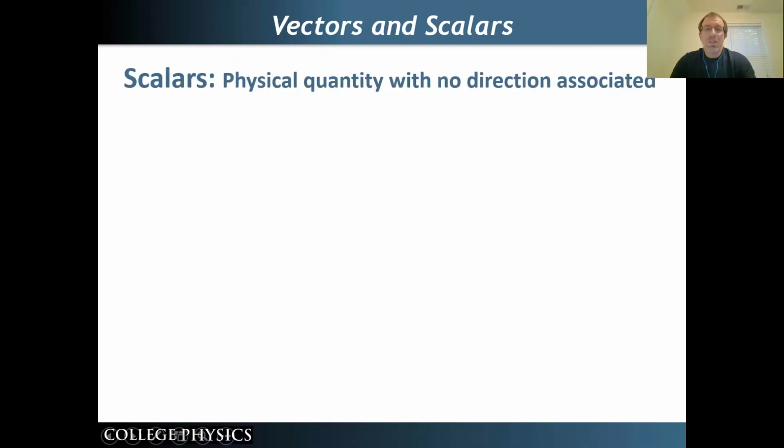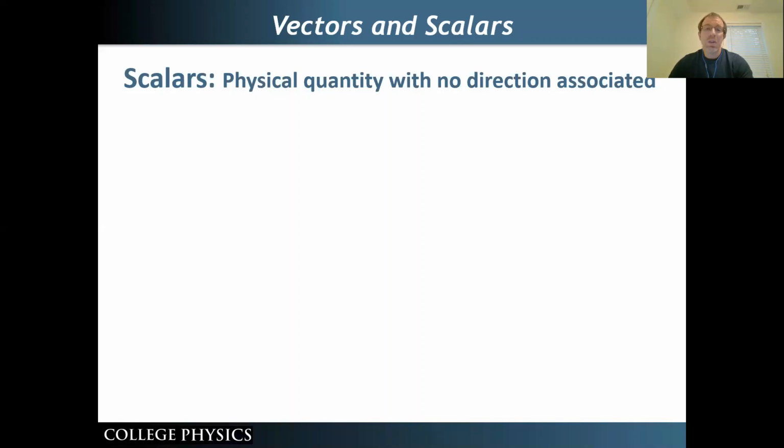So first off, when I say vectors and scalars, we need to define our terms. What do those mean? A scalar is some physical quantity that has no direction associated with it. So if I ask for examples of scalars, y'all might come up with something like body temperature. Temperature would be a good example because it's definitely a physical quantity that doesn't have a direction associated with it.